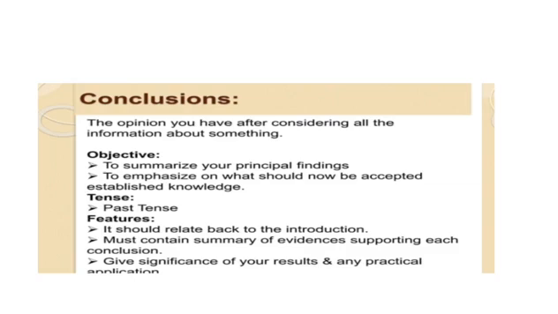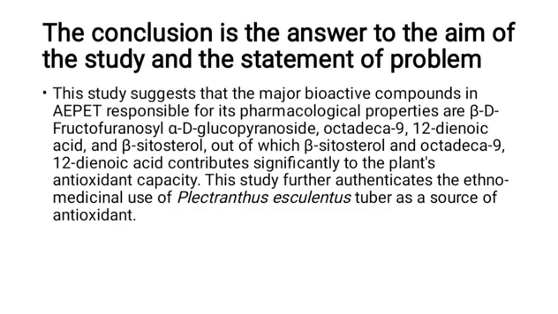Then after discussion, you now go to conclusion. The conclusion is the opinion you have after considering all the information about something. The essence of conclusion is to summarize your principal findings. The conclusion is the answer to the aim of the study and the statement of problem. For instance, this study suggests that the major bioactive compounds in IPET responsible for its pharmacological properties are beta-sitosterol and linoleic acid, out of which beta-sitosterol contributes significantly to the plant's antioxidant capacity.